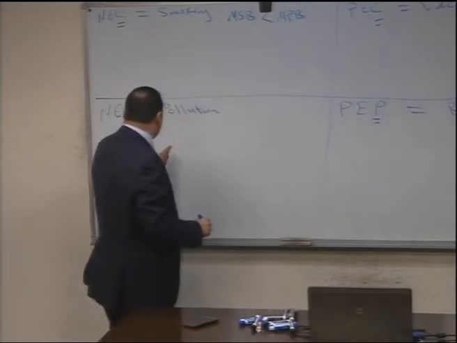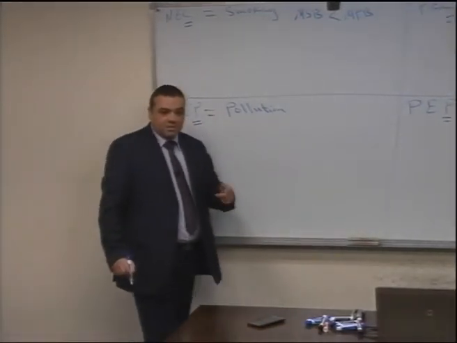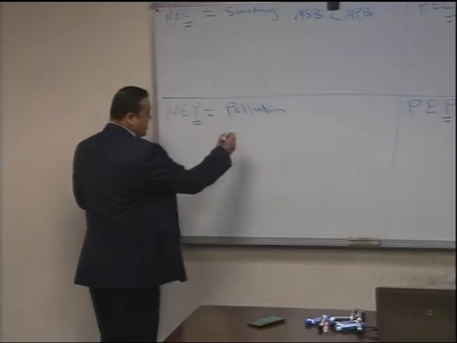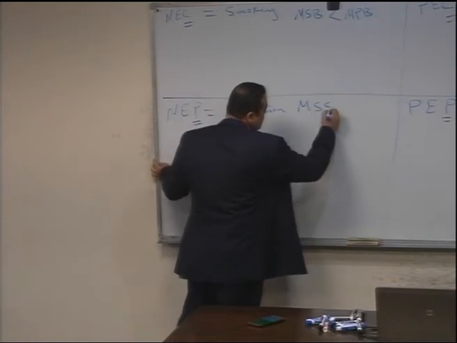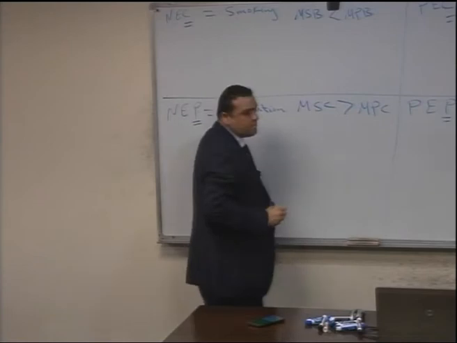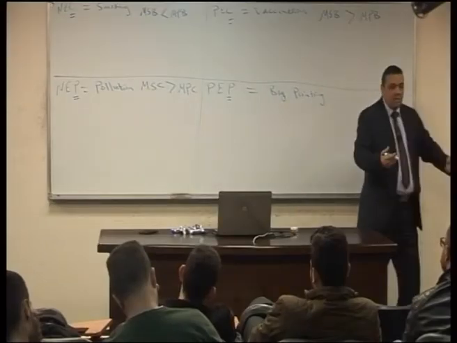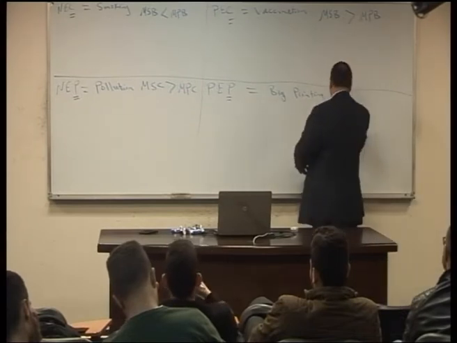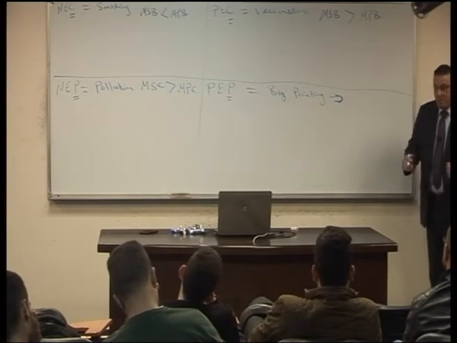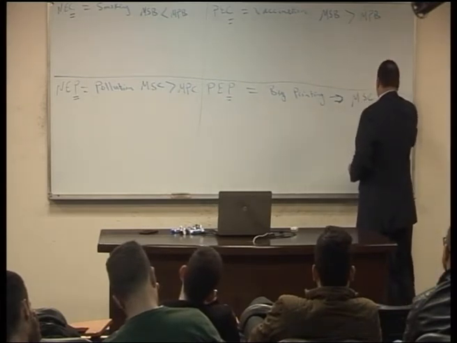For pollution, for the factories emitting fumes, the marginal social cost is bigger than the marginal private cost. What about the big printing that trains and creates skilled workers for the community? In this case, the marginal social cost is less than the marginal private cost.